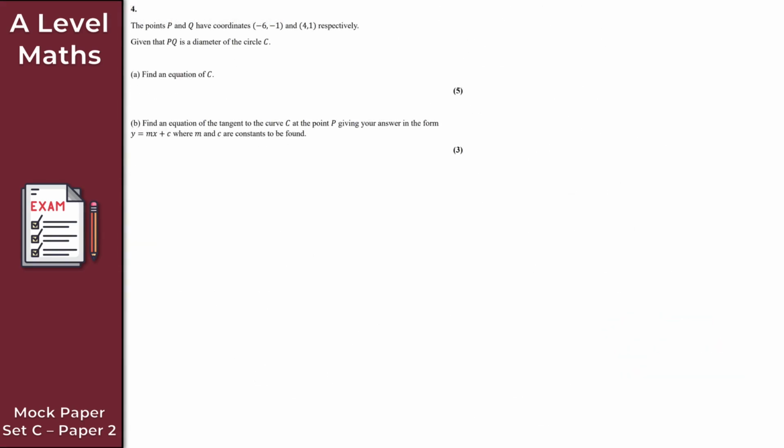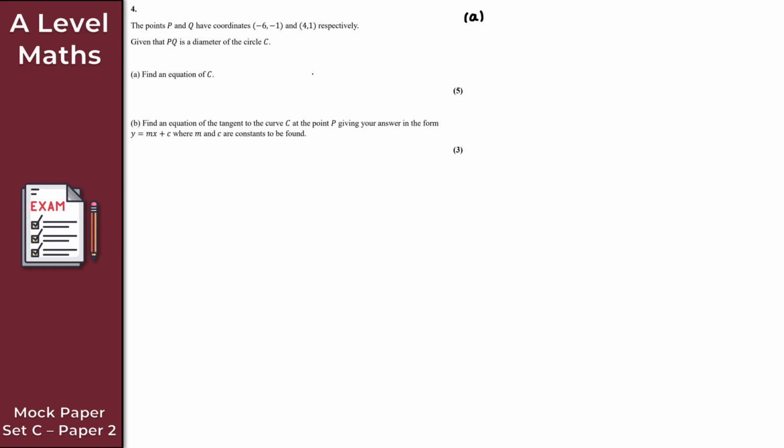So for the next question here, question 4, we have a question on circles. What I'm given here then is the points P and Q which have the following coordinates respectively. We're then given that PQ is a diameter of the circle C, and then for the first part of this question, part A, what we want to do then is find an equation of the circle C. So for part A then, where do we begin here?